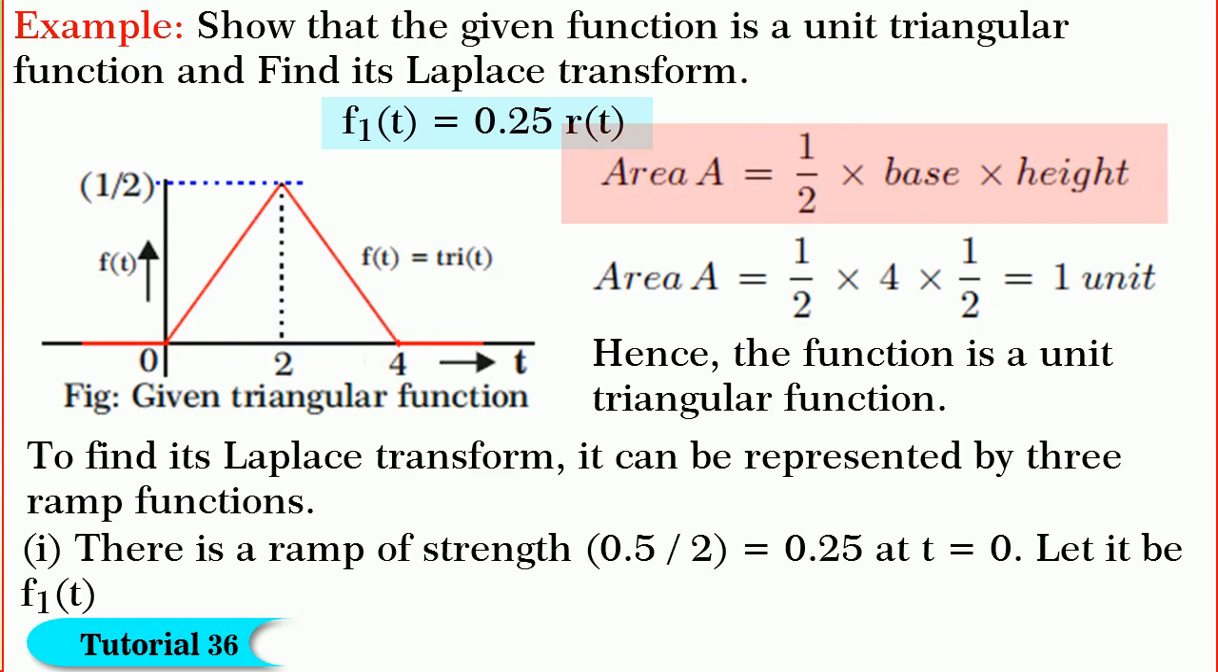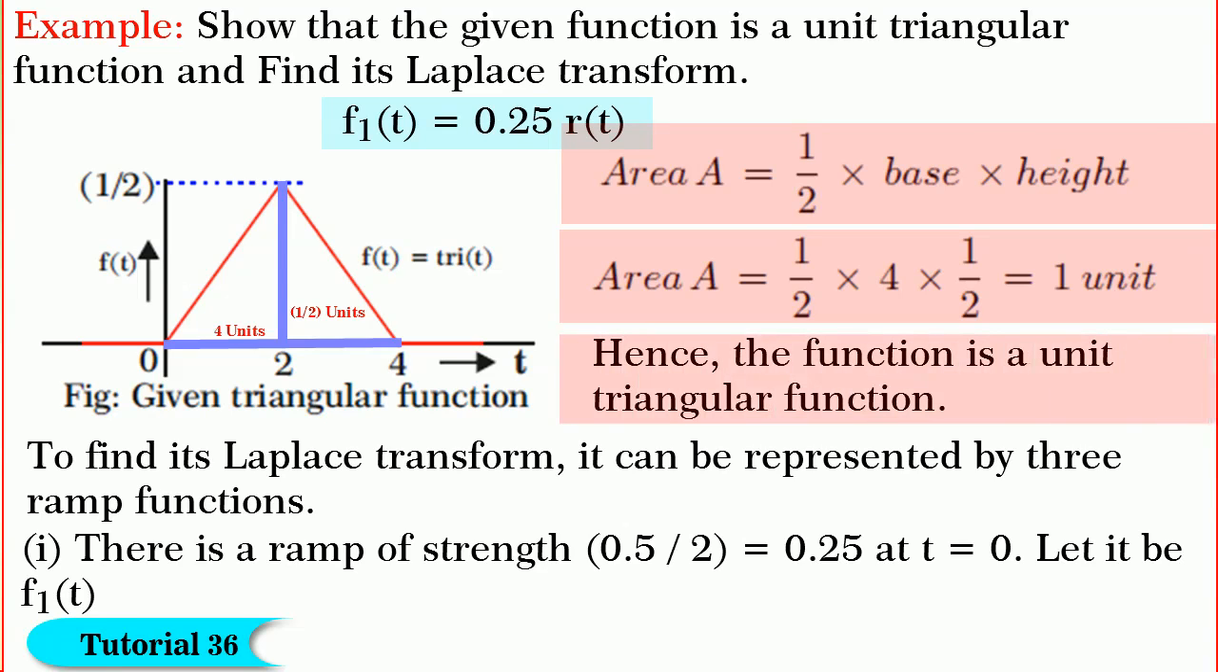The area enclosed along the time axis is area A = half the base into height. Base is equal to 4 seconds and height is equal to 1/2 units. Hence, area A = 1/2 × 4 × 1/2, which will give us 1 unit. So, the given function is a unit triangular function.